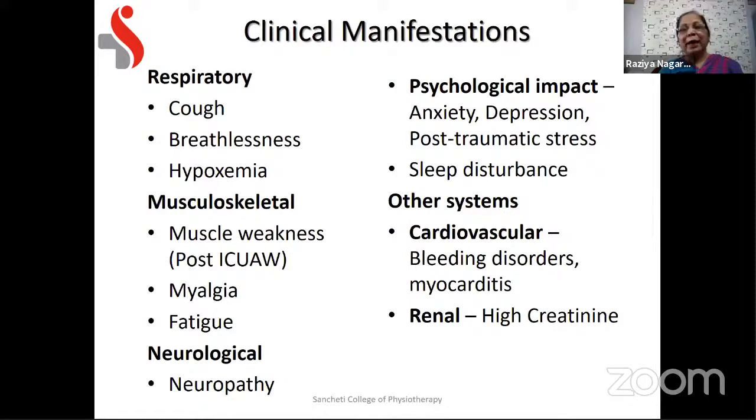Psychological impact is also very high, causing anxiety, depression, and post-traumatic stress. Now, this also one has to tackle by causing positiveness. Why? Because the patient may have isolation, and that itself causes lots of anxiety and depression. And when other members of the family are affected, that is another cause of depression and anxiety. Look for the cardiovascular system and the renal system also, because COVID-19 is known to affect the cardiac system also, causing myocarditis and all.